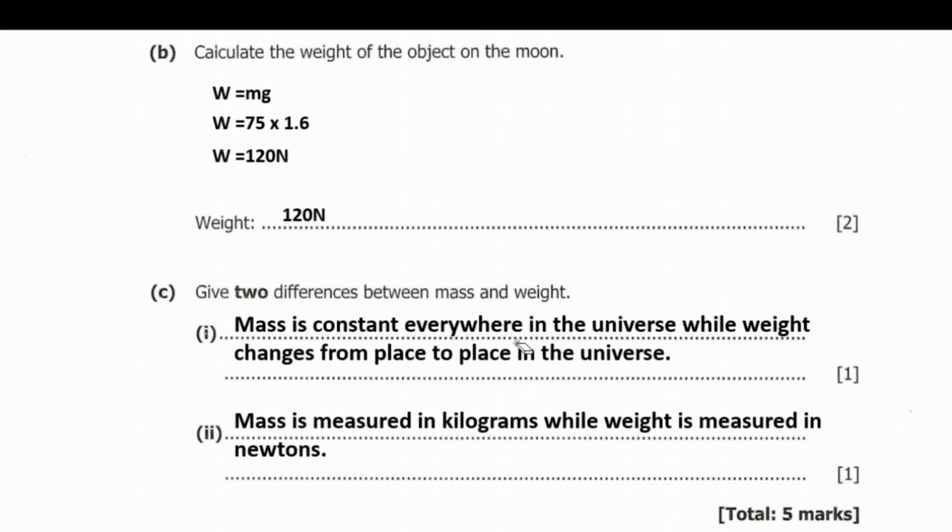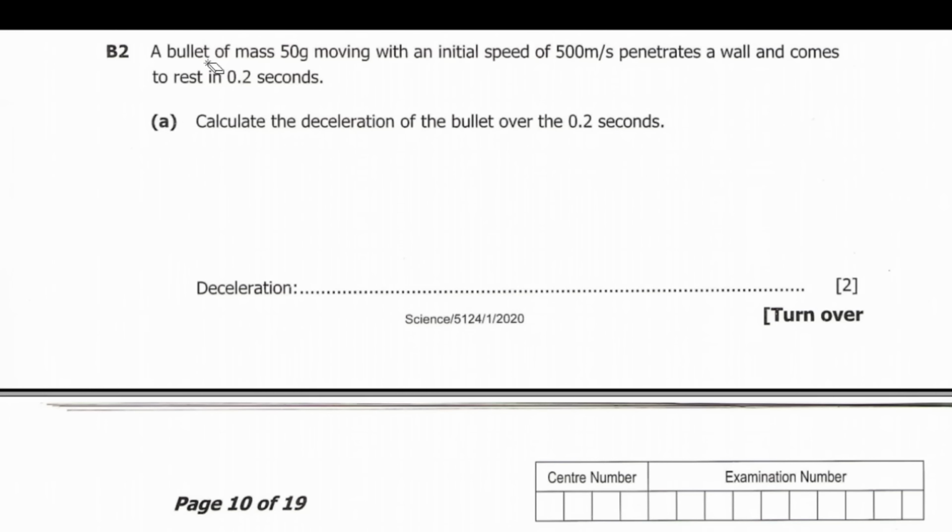All right, so let's go to B2, which reads a bullet of mass 50 gram moving with an initial speed of 500 meters per second penetrates a wall and comes to rest in 0.2 seconds. Then A, calculate the deceleration of the bullet over the 0.2 seconds. So we will use the same formula for acceleration to calculate the deceleration. So acceleration is equal to final velocity minus initial velocity divided by time.